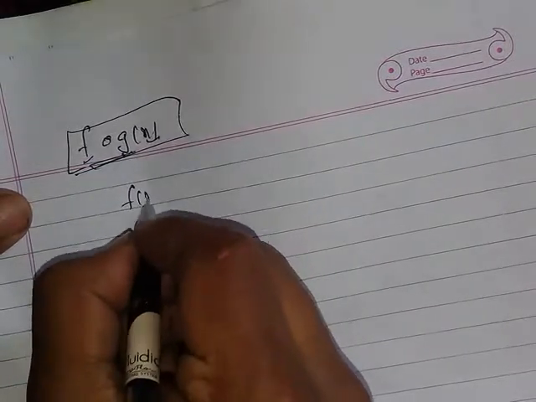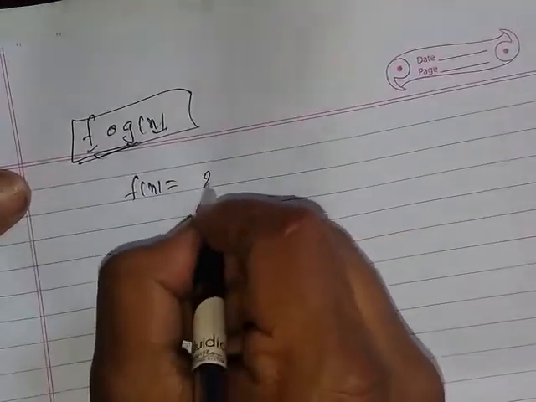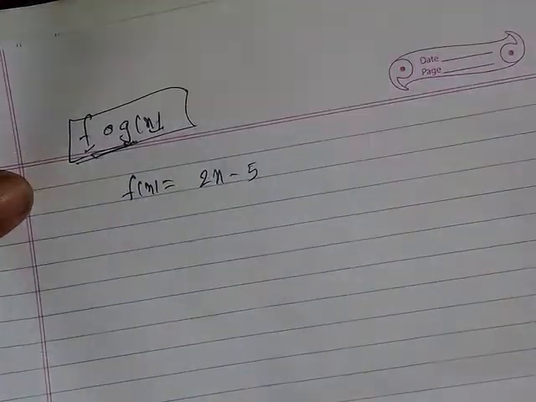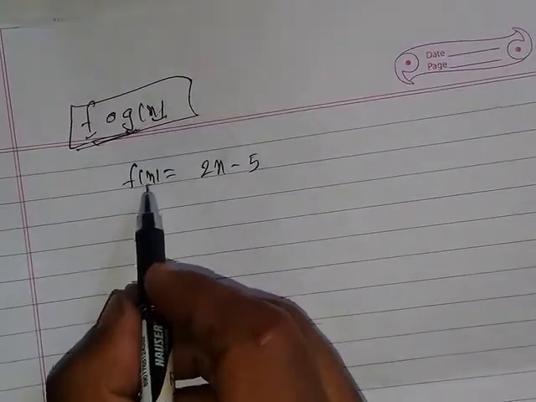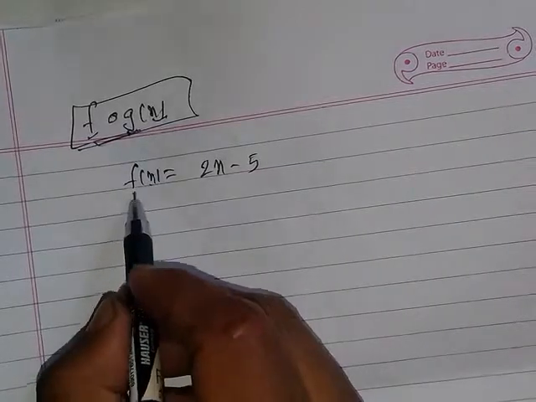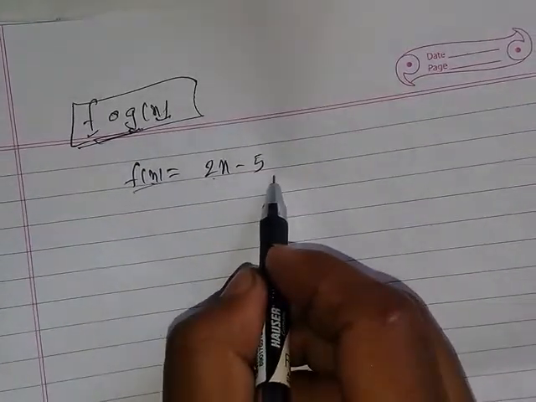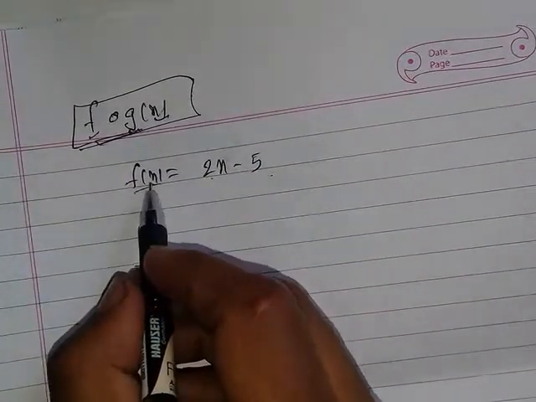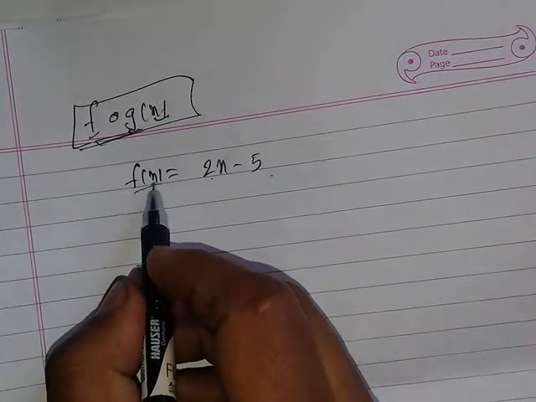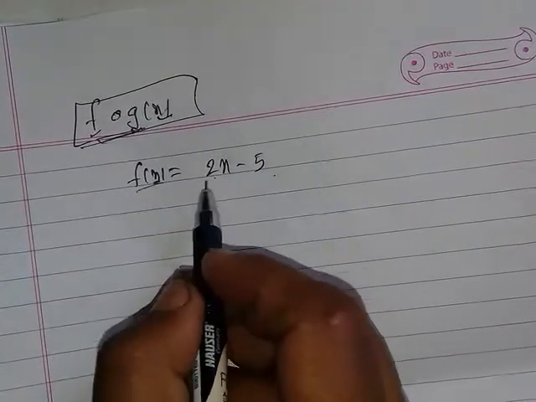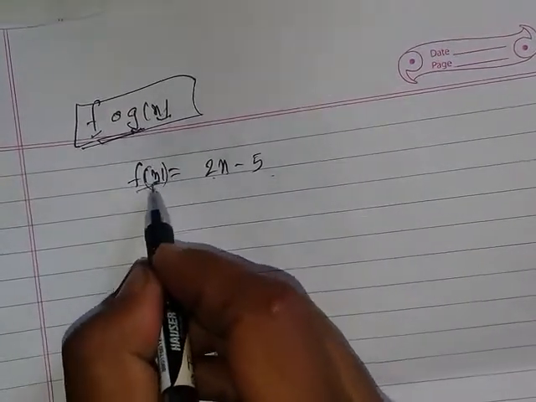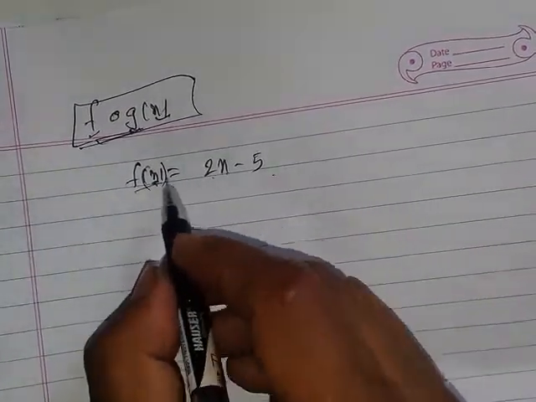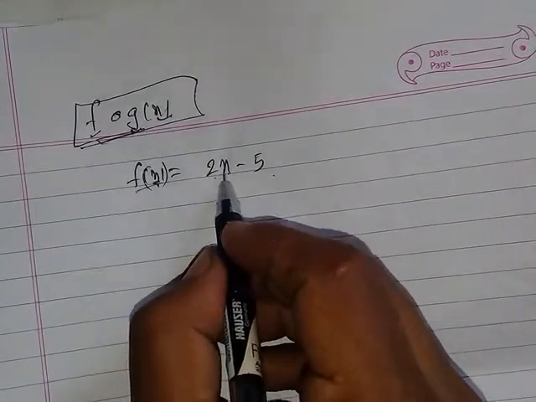For example, f x equals 2x minus 5. This is a function. What it is telling is that the value of f x will change according to this rule, and whatever value you put in place of x inside this bracket, you will put the same value here.